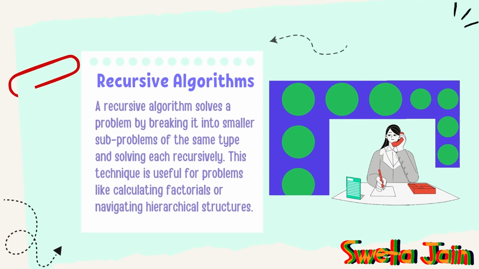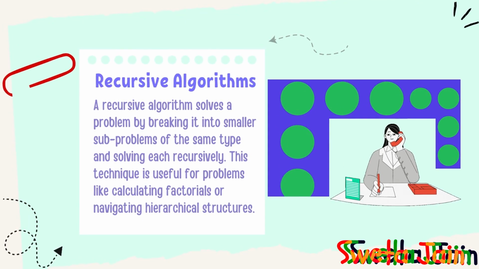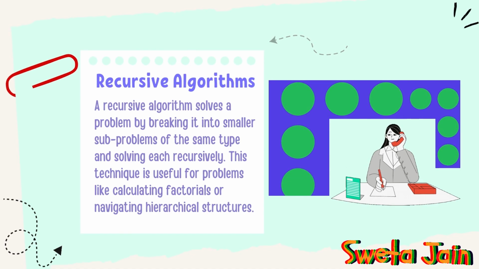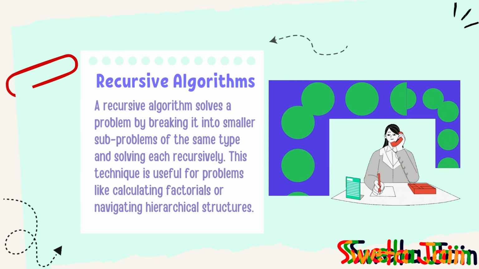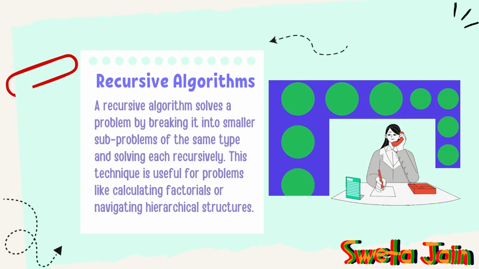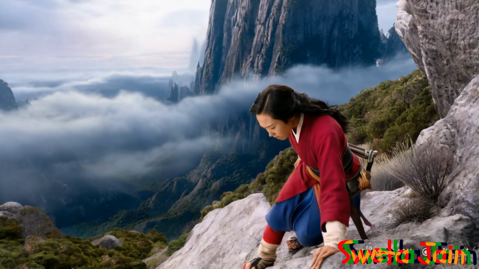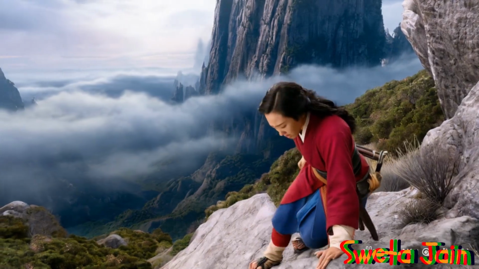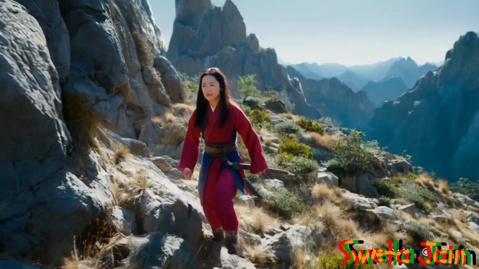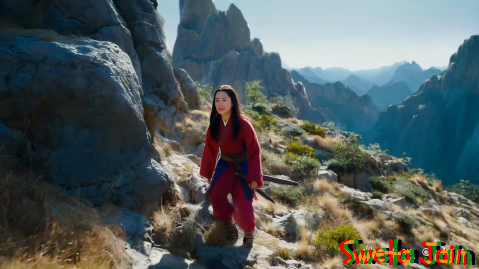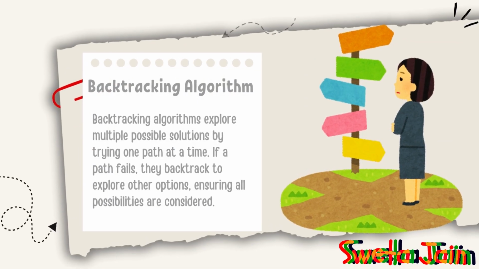Recursive algorithms. A recursive algorithm solves a problem by breaking it into smaller subproblems of the same type and solving each recursively. This technique is useful for problems like calculating factorials or navigating hierarchical structures. Example: picture Mulan climbing a mountain during her training. She takes small steps, one at a time, repeating the process until she reaches the top, similar to how a recursive function calls itself.